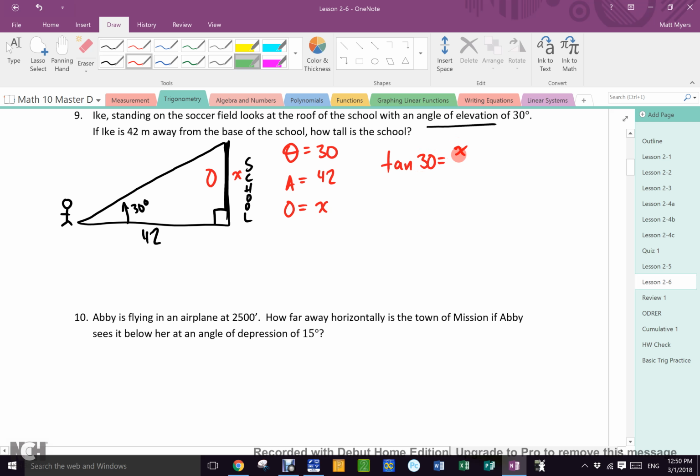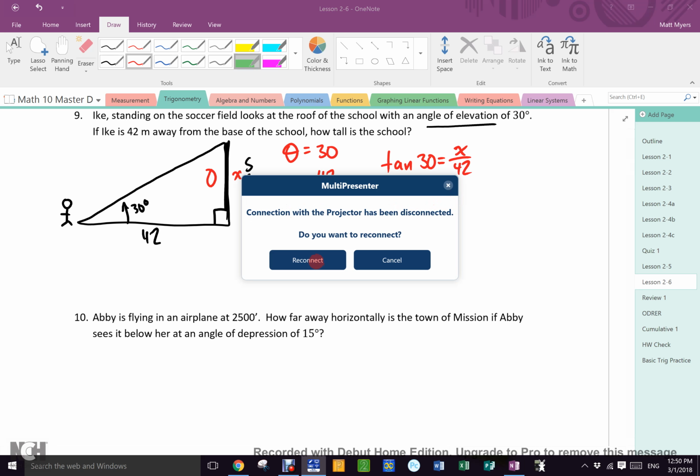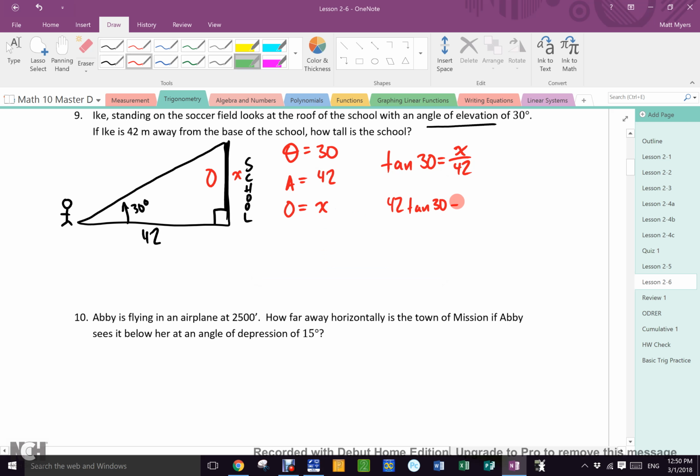Tan 30 equals x over 42. And then you remember from your grade 8 algebra that when the number is on the bottom of a fraction, you multiply. 42 tan 30 equals x. And x equals whatever it equals. I believe it's 24 and a half. Great. Let's look at the next question.